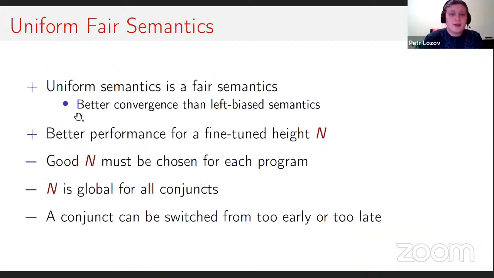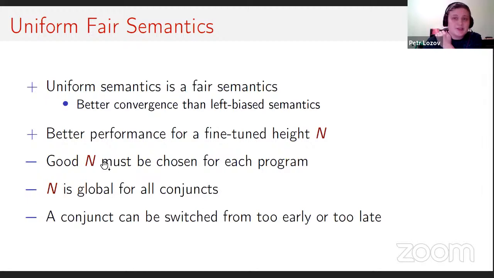So, on the one hand, the uniform semantics is a fair semantics. And it has better convergence than left-biased semantics of miniKanren. Also, it demonstrates a better performance for a fine-tuned n. But however, we need to choose n for each program.